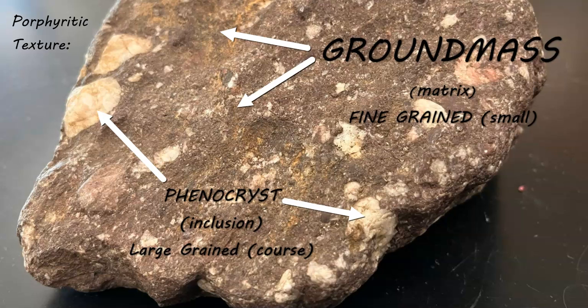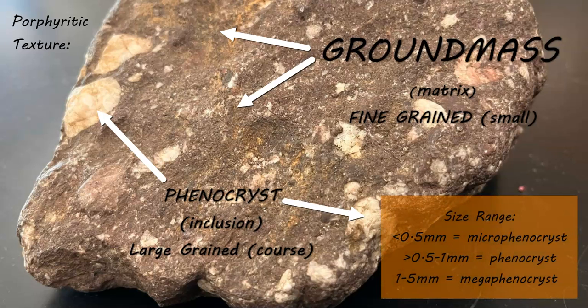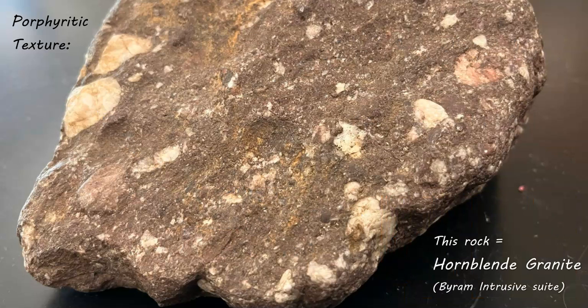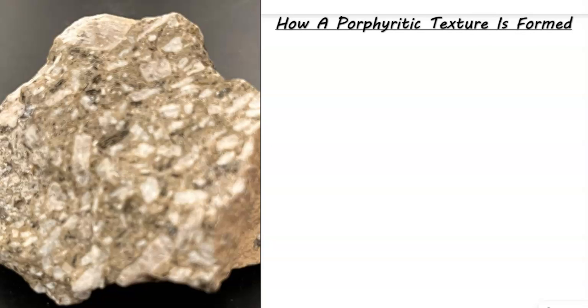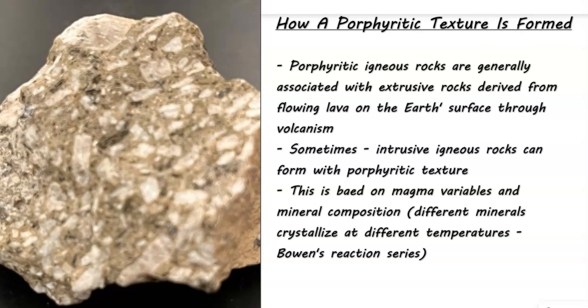The phenocrysts can be divided into different sizes. If they're really small, less than 0.5 millimeters in size, they can be called microphenocrysts. If they're between 1 and 5 millimeters, still small but definitely visible, they can be called megaphenocrysts. The size can change based on the amount of time that the crystal has to grow within the magma. This kind of texture, porphyritic or porphyry, is common mostly in extrusive rocks, but can sometimes be found in intrusive rocks.